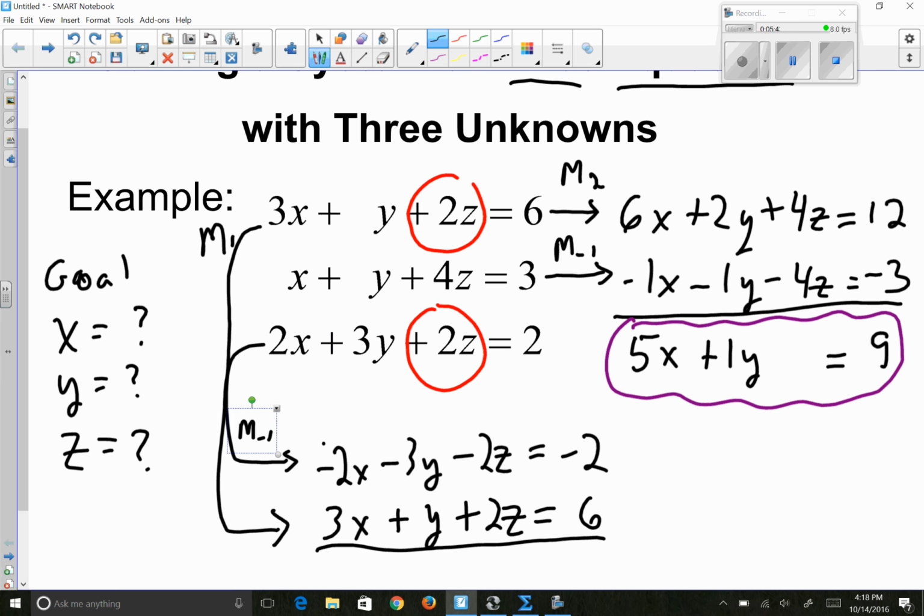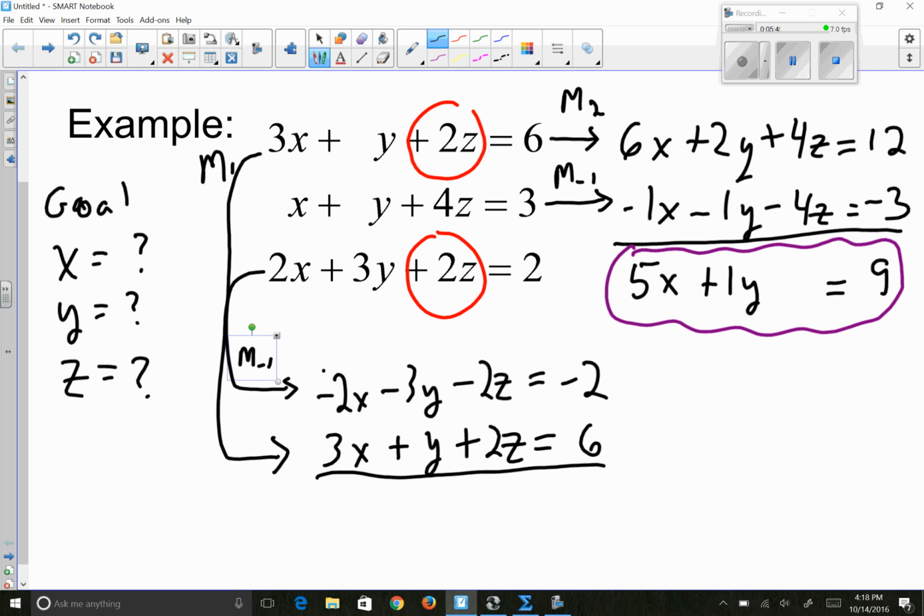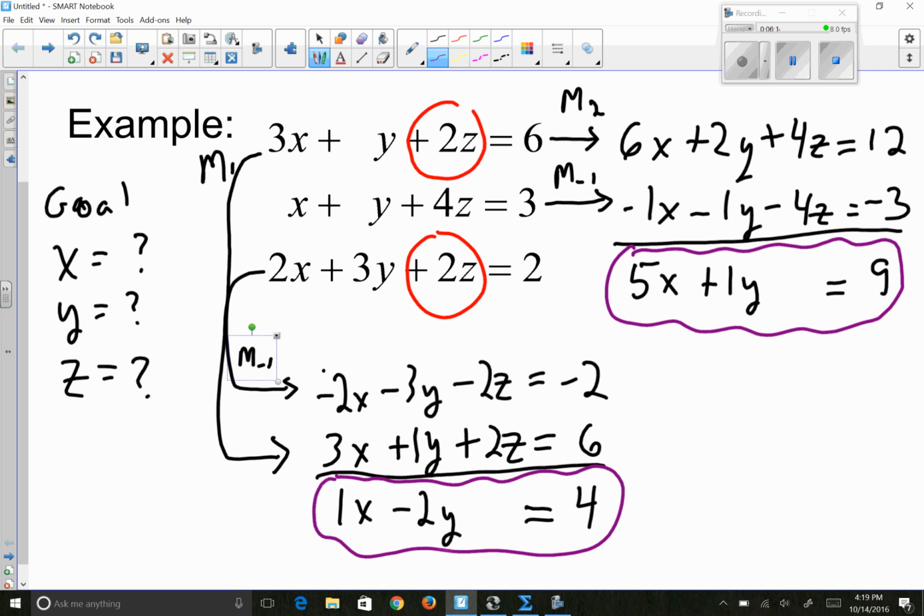After we add these columns, we will put a cloud around the result like we did over there. We're adding these. Adding -2x and 3x, that's 1x. -3y and positive 1y, that's -2y. Z is gone. -2z, positive 2z is 0. On the other side of the equal sign, we add -2 and 6, and we get positive 4. Let's put a cloud around that. Remember, when you're doing these operations, there's a lot of them, so just be really careful. It's very easy to make a mistake. So we picked 2 equations and got rid of z.